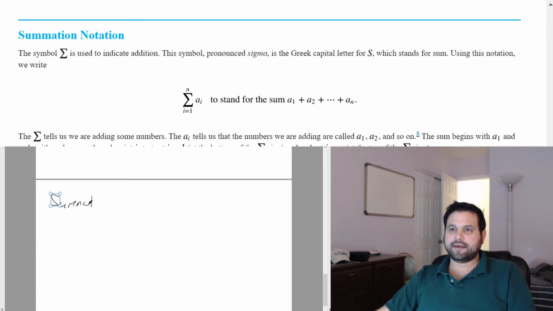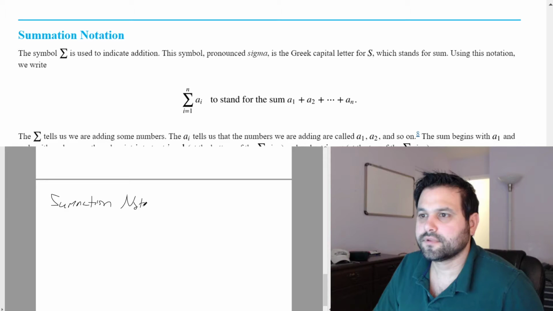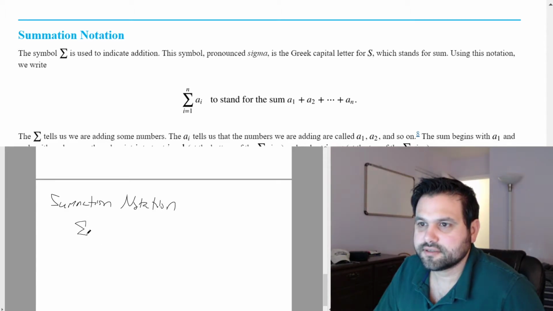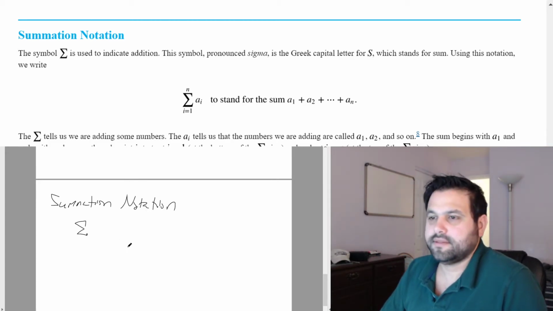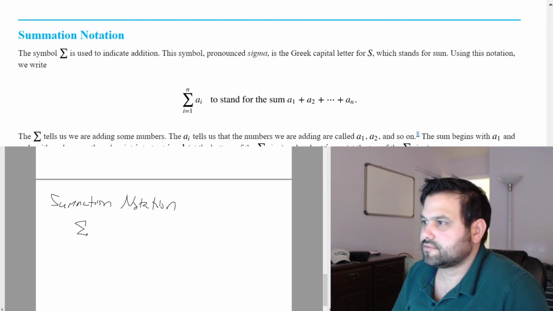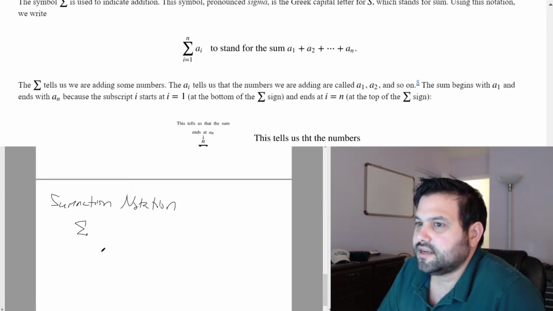We use the capital Greek letter sigma to represent summation notation. So that's this symbol right there. And let's just jot this down in our notes because this is a nice example.